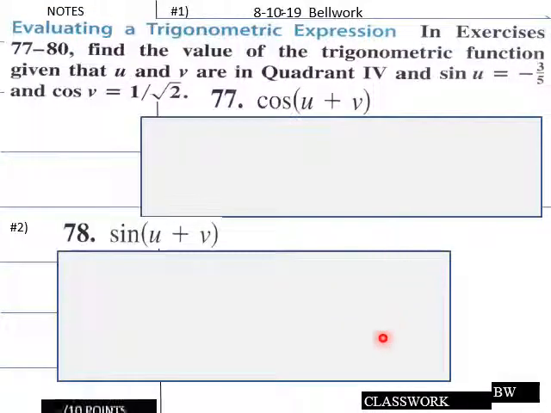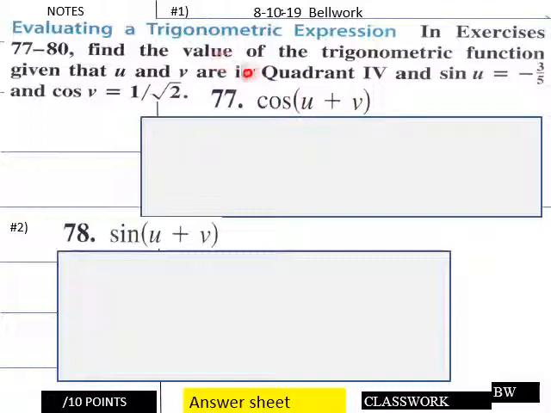We're going to start out with our bell work today, students, teachers. Find the value of the trigonometric function given that u and v are in quadrant 4, and sine u equals negative 3 over 5, and cosine v equals 1 over radical 2. With those values, find the value of these trig functions here, 77, 78. Teachers, give your students about 5-6 minutes. Pause your video. See you in 5.